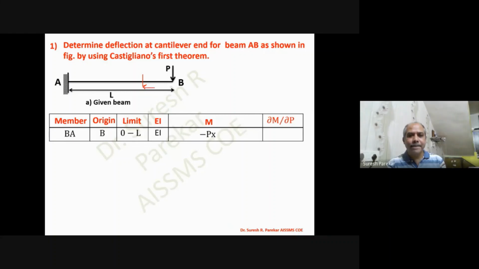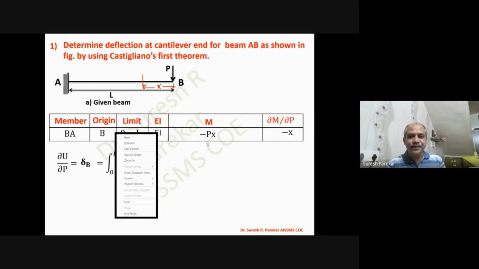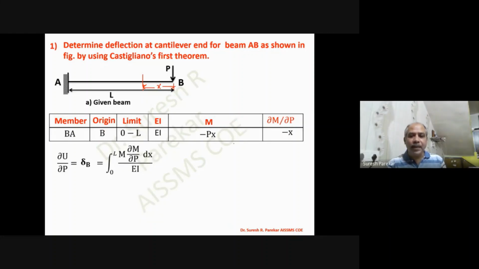This is the value of X. The origin is B, and we have minus P into X because we are coming from the right and we have clockwise as minus. If we take the derivative of this, we have minus X. Then we have delta U by delta P, which is delta B, the displacement under load P. So delta U by delta P is equal to delta B, and we have M delta M by delta P dx upon EI. M is minus P into X, and delta M by delta P is minus X.